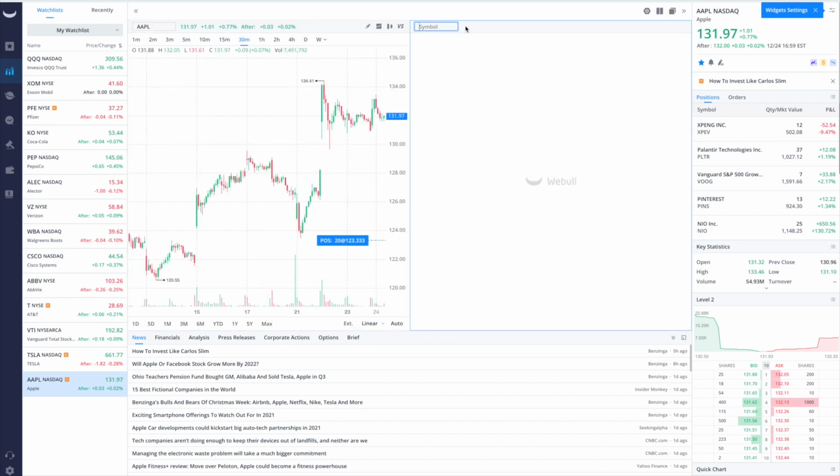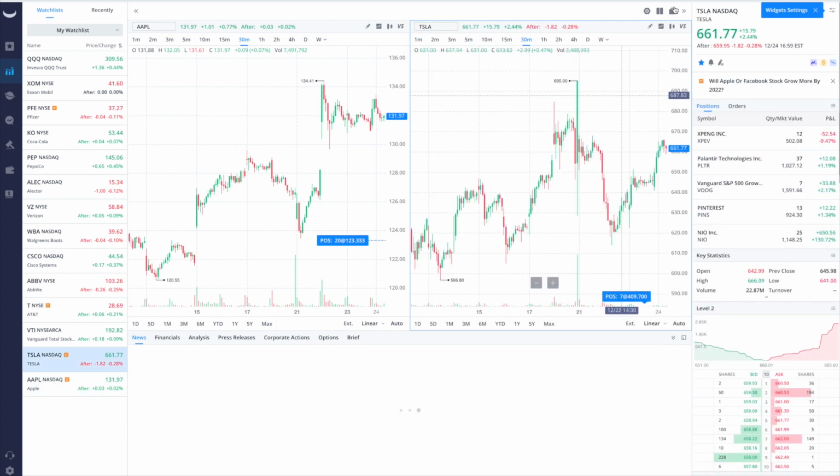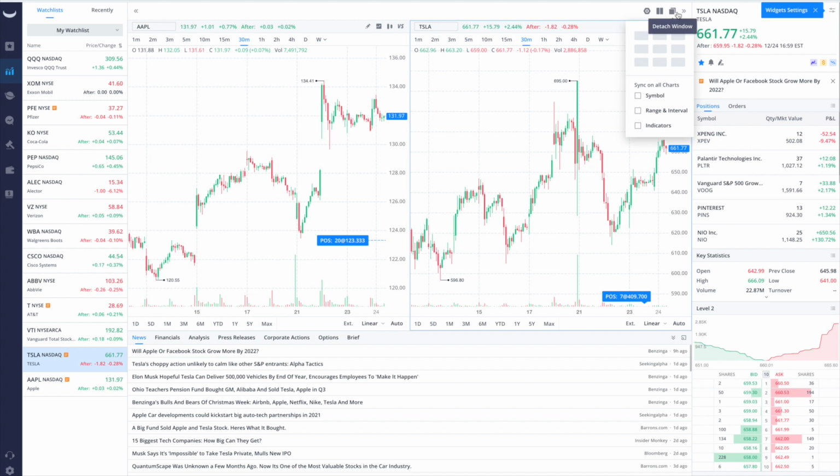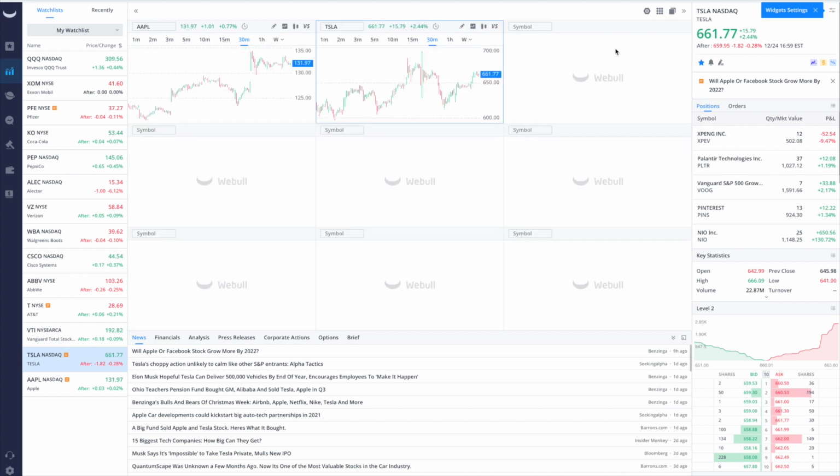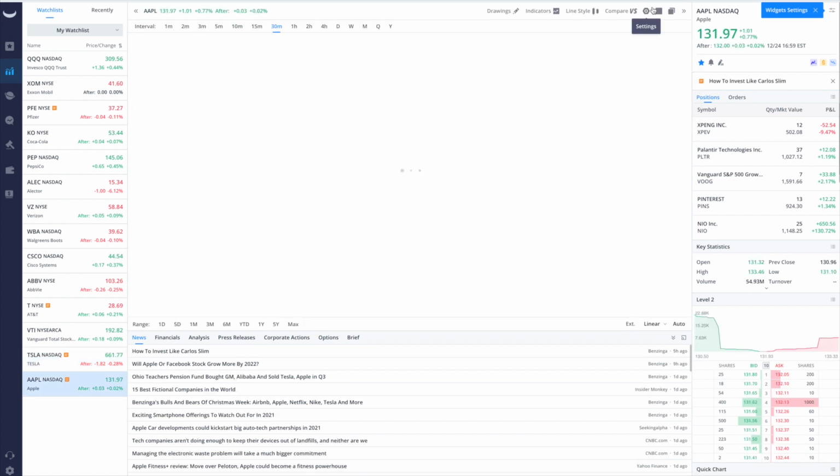So let's say Tesla, you just do that, and then it'll pop up Tesla on this side. Or if you want, you could do it all the way up to 9 grids if you needed to. And then detach window is basically just detach this window. And then for here, let me just fix this back to 1 grid.